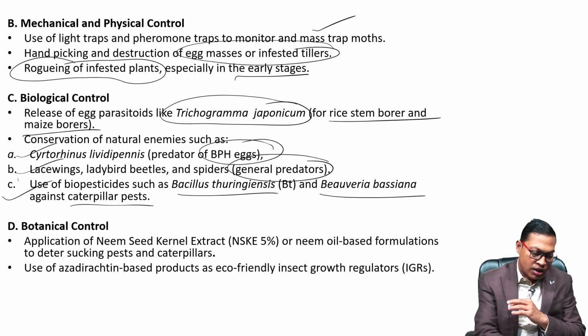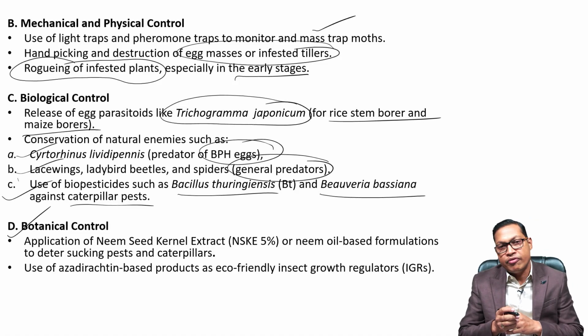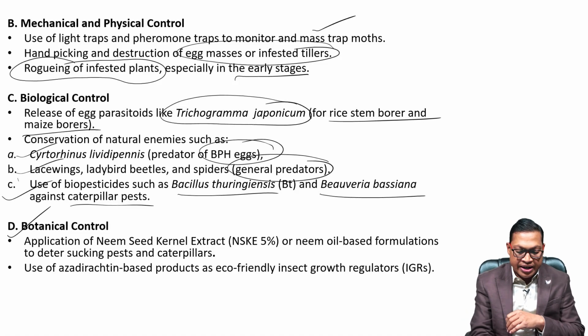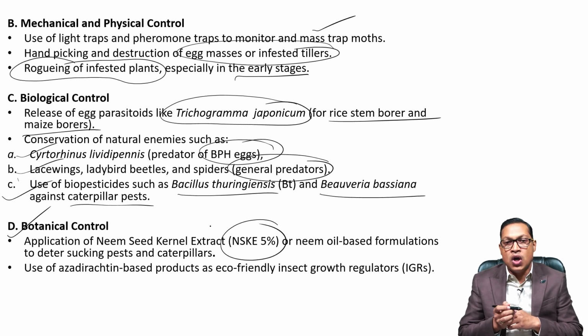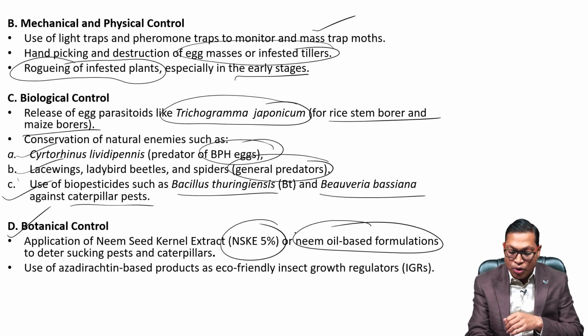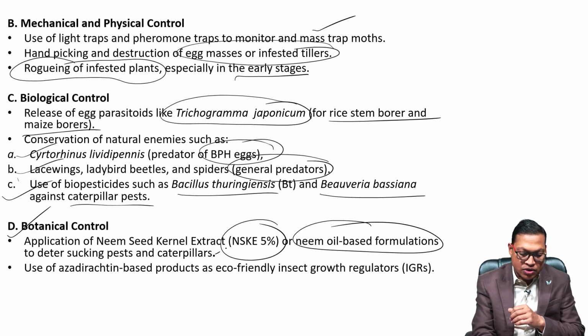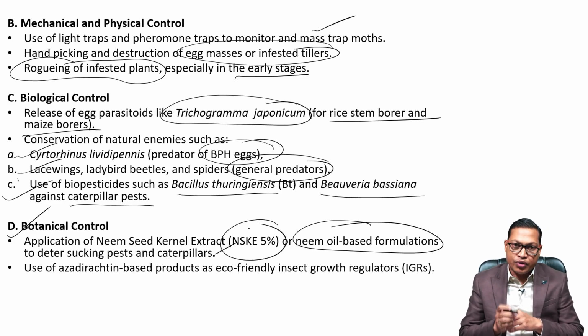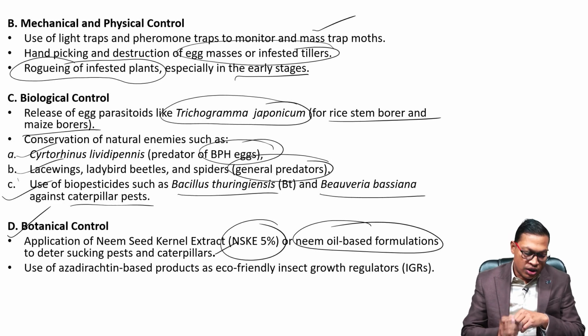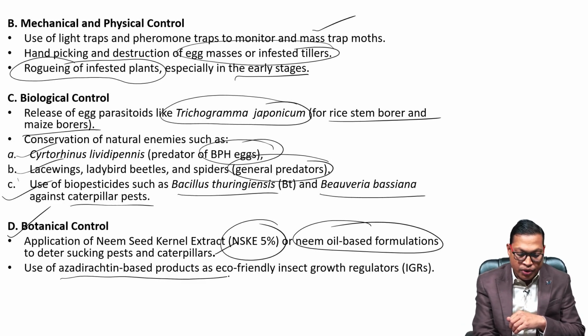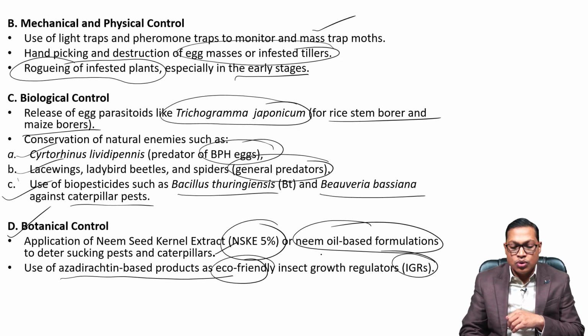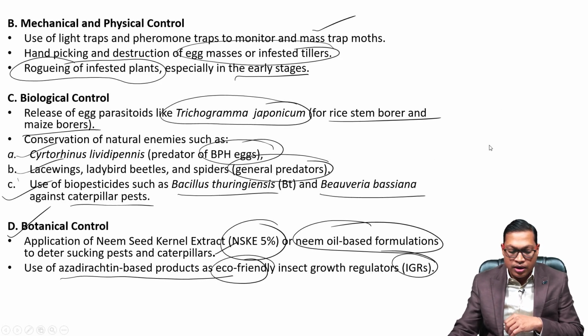Then next is botanical control. Here we can use neem seed kernel extract 5% or neem oil based formulations to deter the sucking pests and the caterpillars also. So, this is a very good botanical control. Then we can go for use of Azadirachtin based products which are eco friendly, and insect growth regulators. So, these are the botanical controls.